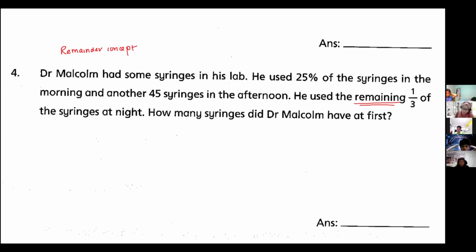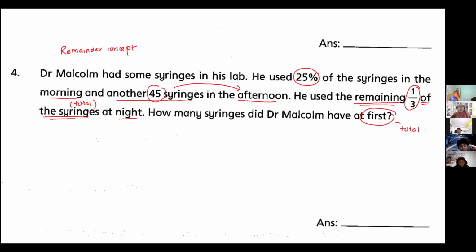Okay, so Dr. Malcolm had some syringes in his lab. He used 25% of the syringes in the morning. So this one is the morning, and another 45 syringes in the afternoon. So this 45 is in the afternoon. He used the remaining 1/3 of the syringes. The keyword here is of the syringes. Means this is of the total syringes, at night. How many syringes did Dr. Malcolm have at first? Which means I want to know my total.